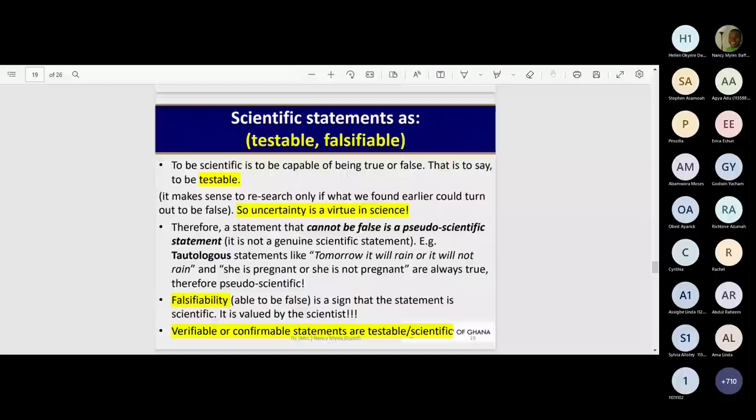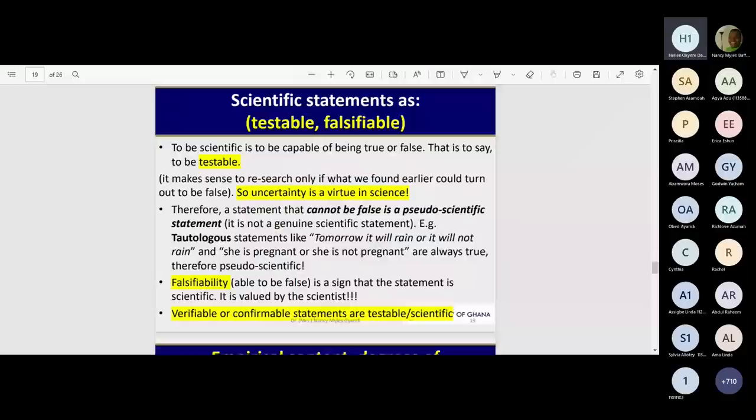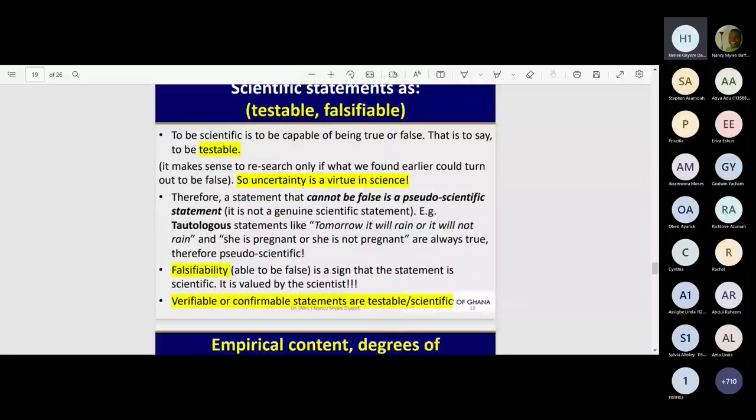Example, tautological statements like tomorrow it will rain or it will not rain, and she's pregnant or she's not pregnant are always true. Therefore, pseudo-scientific. Falsifiability, able to be false, is a sign that the statement is scientific. It is valued by the scientists. Verifiable or confirmable statements are testable or scientific.